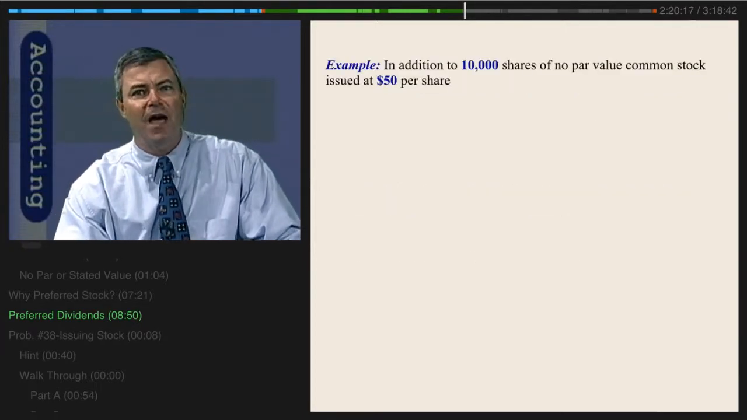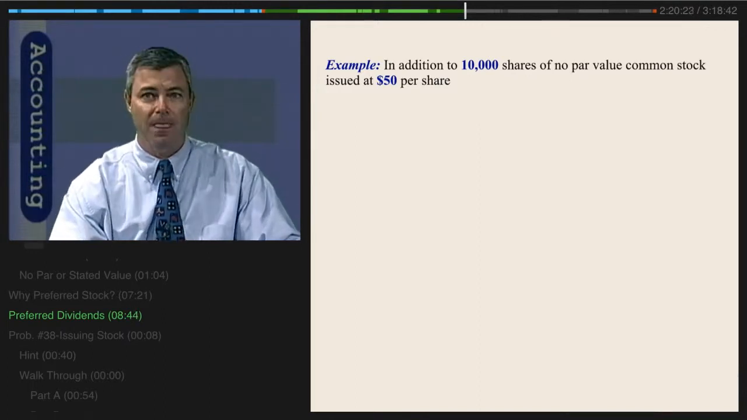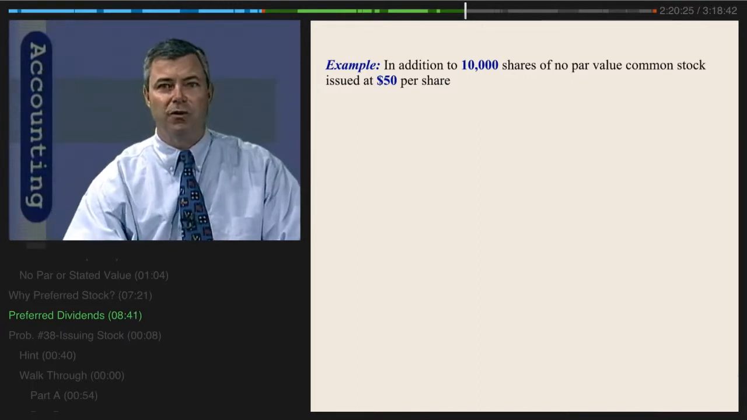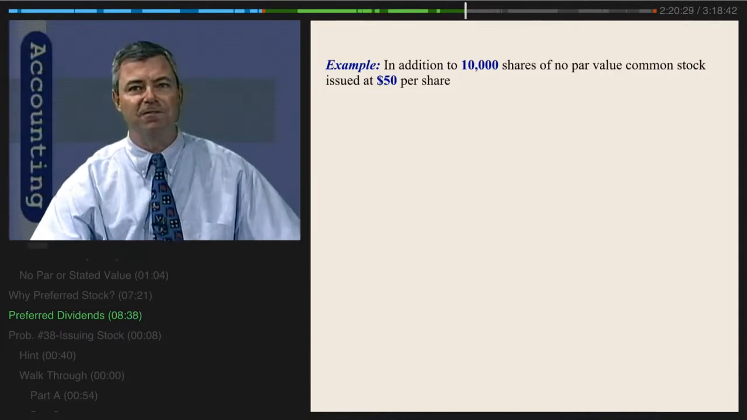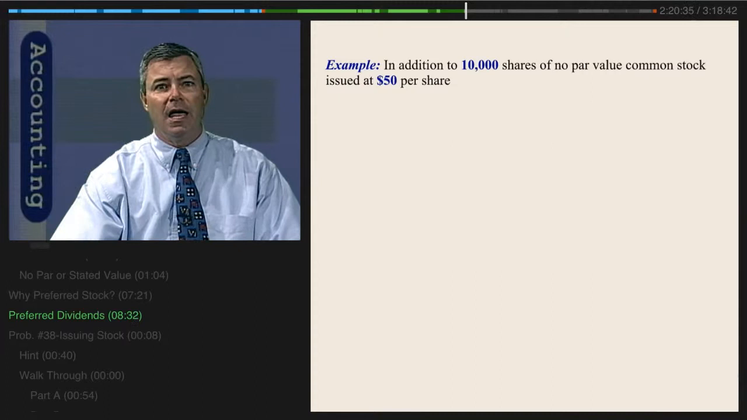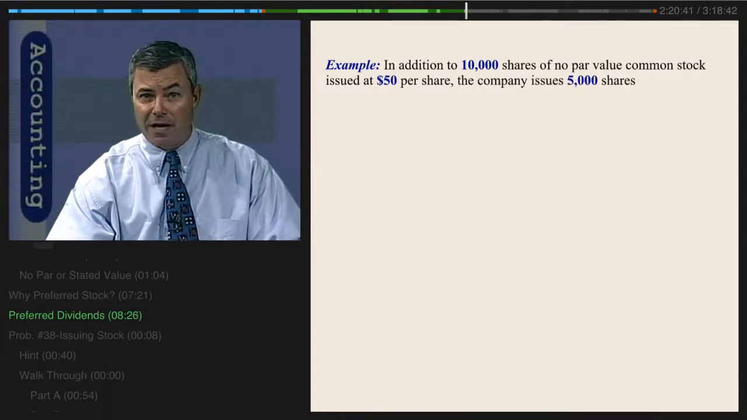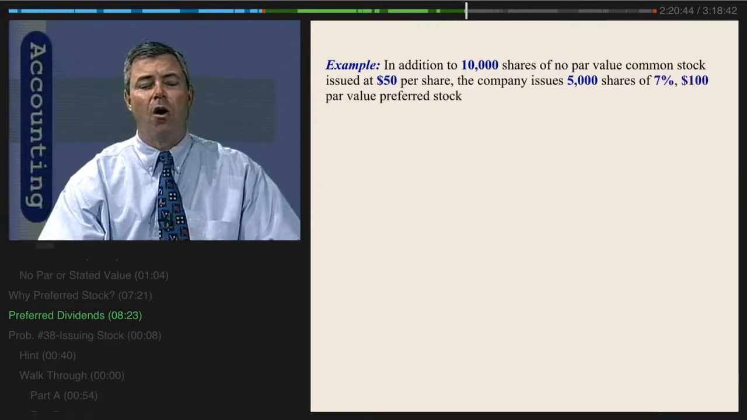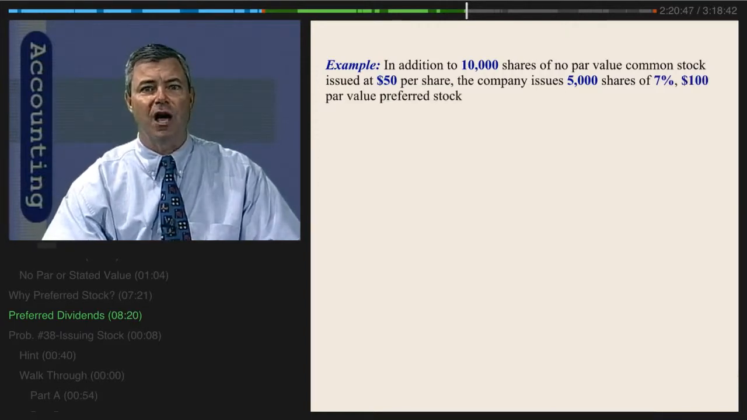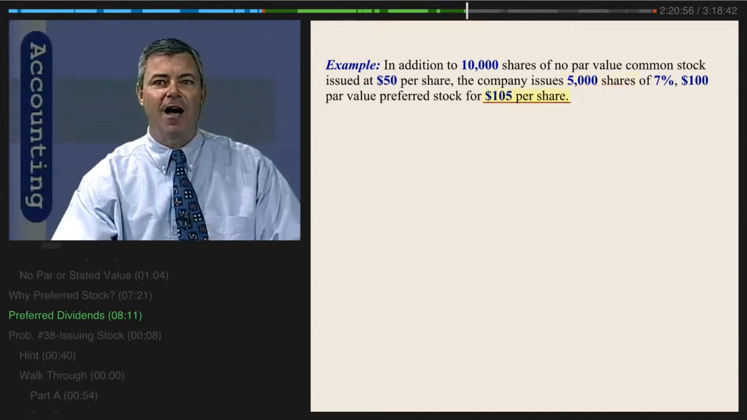In addition to 10,000 shares of no par value common stock issued at $50 per share, which was our last example, let's assume that we have issued 10,000 shares of common stock, no par value, at $50 a share, so we have contributed capital from common stockholders of $500,000. In addition to that, let's assume that our company issues 5,000 shares of, now listen to this, 7%, $100 par value preferred stock for $105 each. Okay, listen to that. 5,000 shares for $105 each.